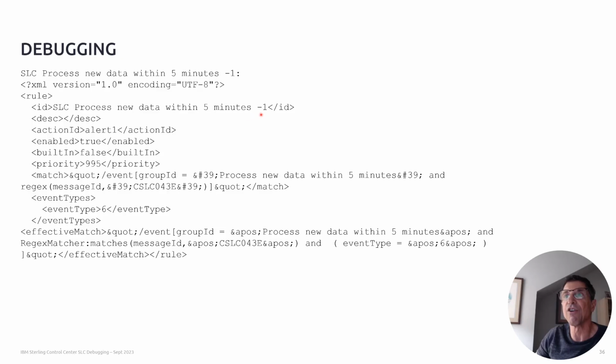And this is our first rule, if you will. It's got the name with a -1. And in this case, we're looking for more than just the name of the SLC. We're also looking for the CSLC 043E message, which means it didn't finish by Dmax. Again, we're looking for event type 6, so we're only looking for CSLC 043Es for the SLC type events, as opposed to maybe the suppressed SLC type events. And that's about all there is to see on this one.